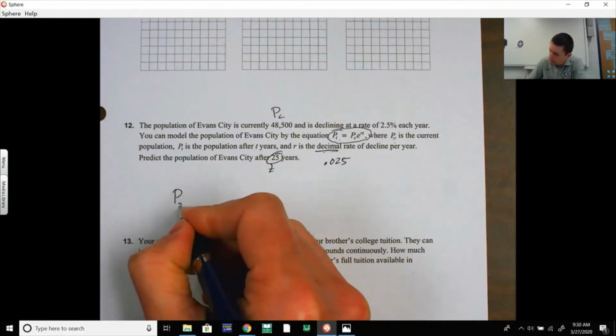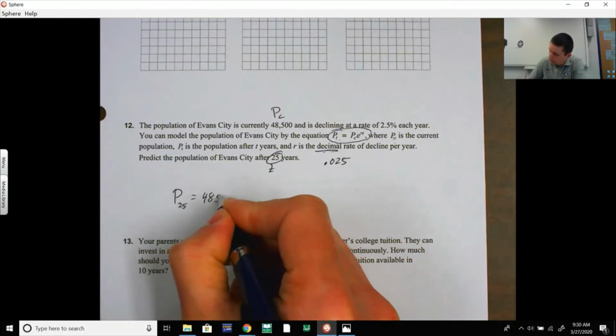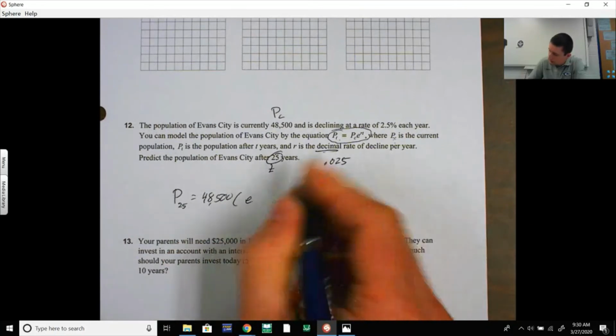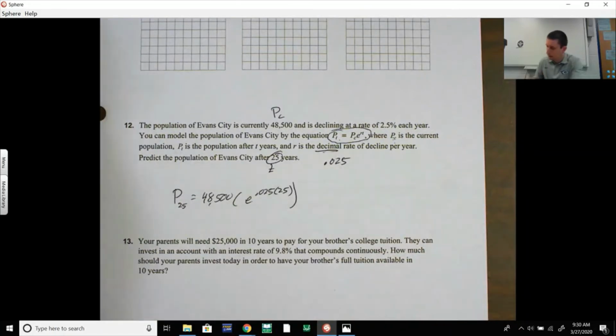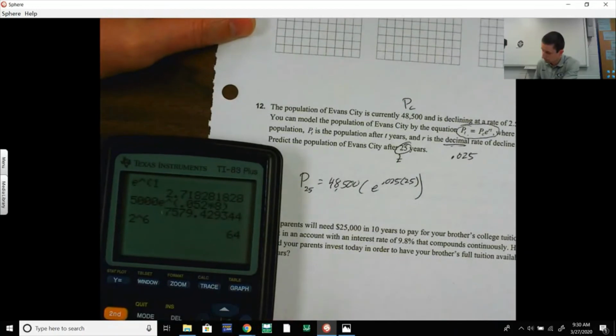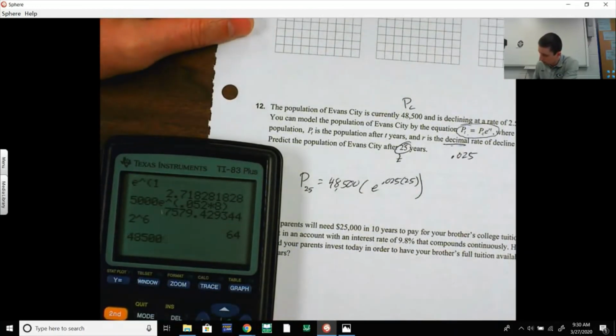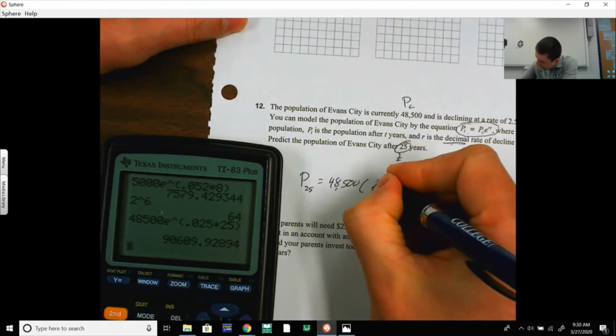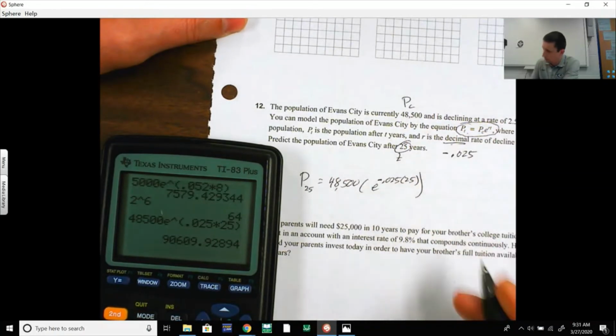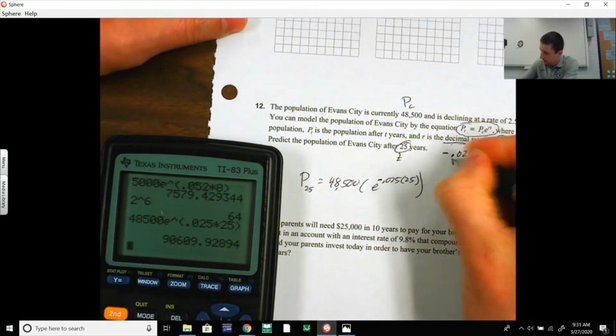So the population after 25 years is going to be 48,500 times e to the 0.025 times 25. Handy dandy calculator. 48,500 times e raised to the 0.025 times 25. Wait, okay, so I got this answer, and I'm like, wait a minute, that's more. It has to be declining. It has to be dropping. So that needs to be a negative in there. So negative 0.025. It is declining, so we need a negative.